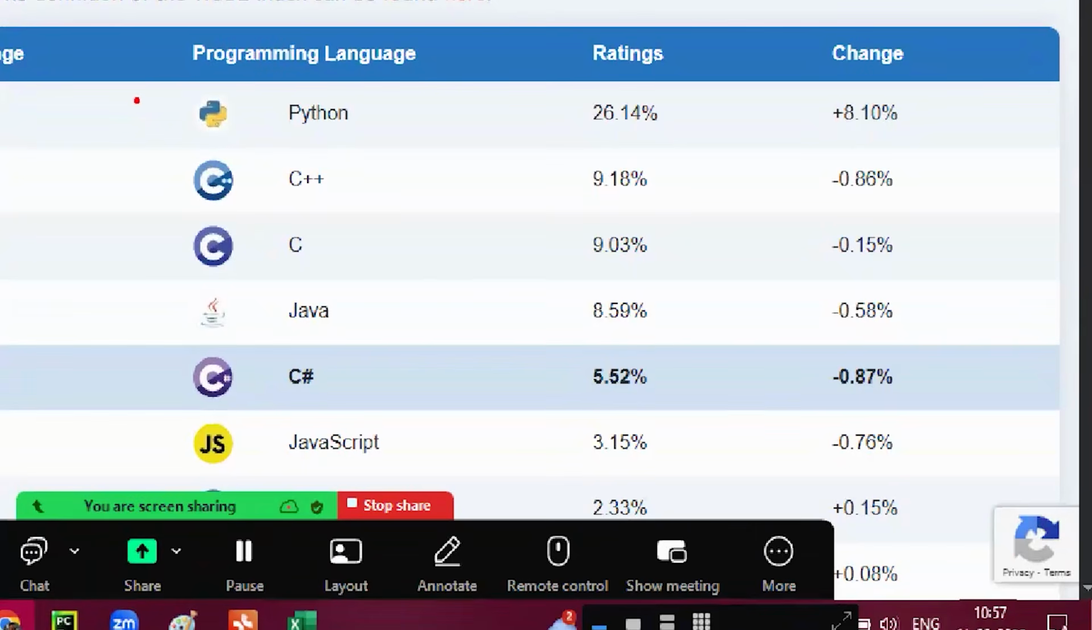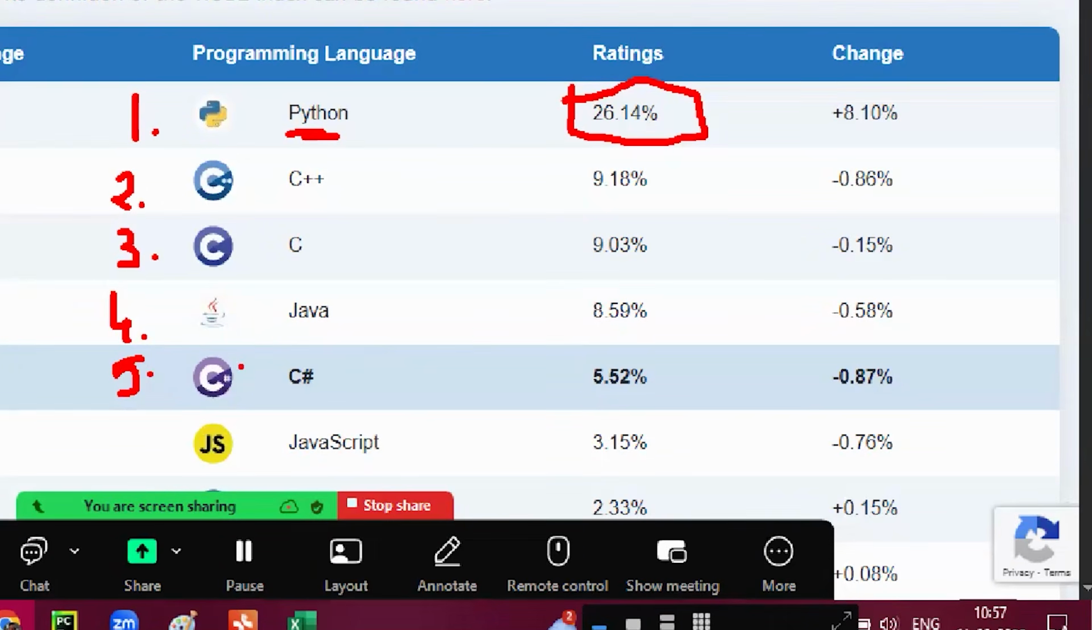Observe. At present in the market, the most leading programming language is Python. Rating 26.14% worldwide. Second place, C++. Third place, C language. Fourth place is Java. Fifth place is .NET. C# means .NET. Observe, Java is negative, minus 0.58. .NET minus 0.87%. Java and .NET are very good, guys.